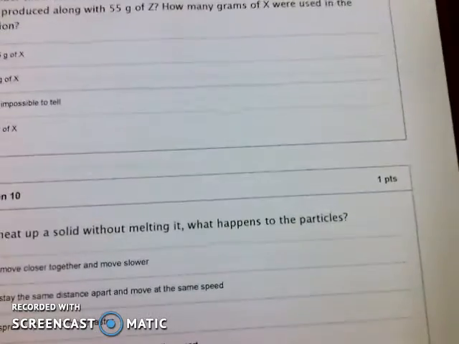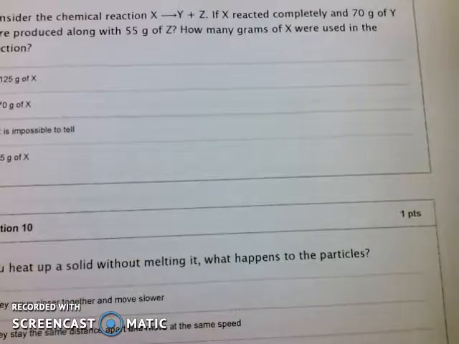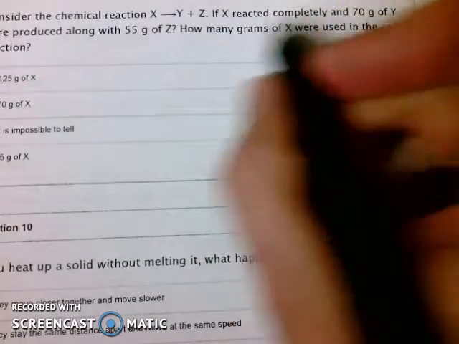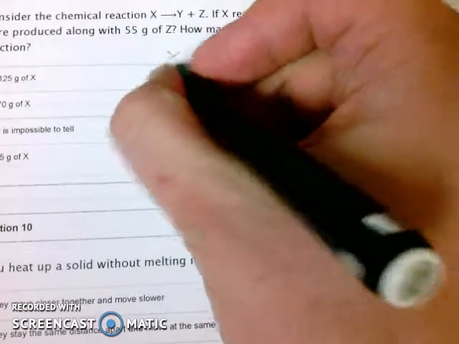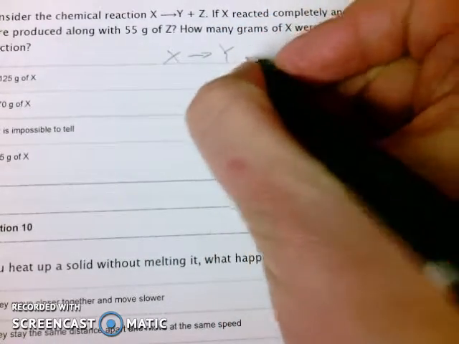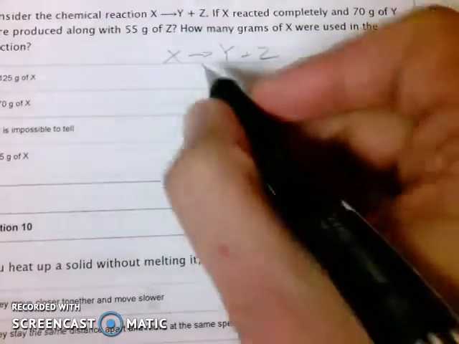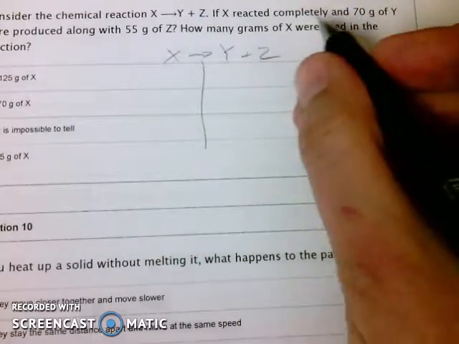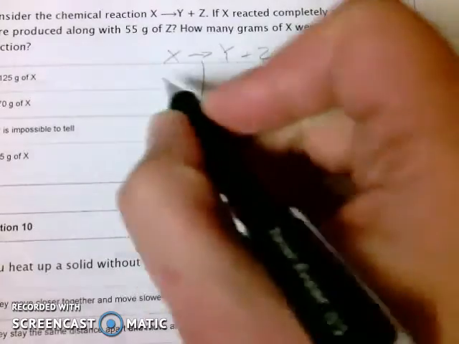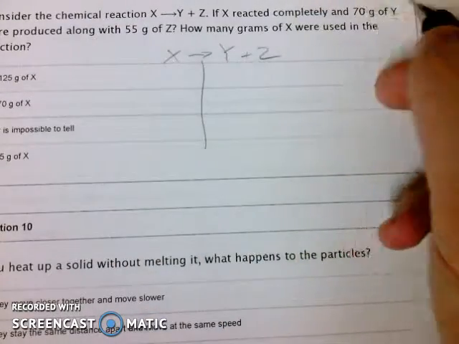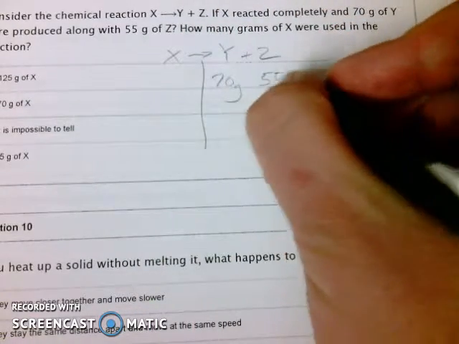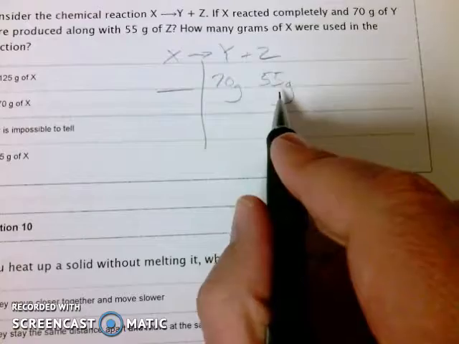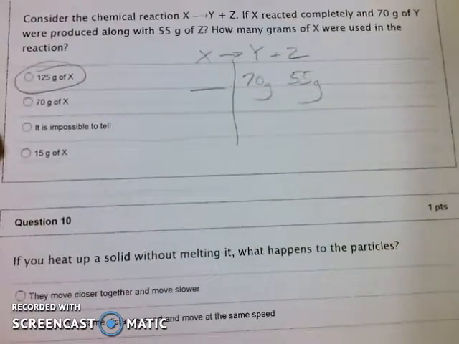Moving on. All right, question number 9. Consider the chemical reaction X breaks down into Y and Z. If X reacted completely and 70 grams of Y are produced along with 55 grams of Z, how many grams of X were used in the reaction? Okay, it might help you to draw this, right, or write it down again. All right, draw a line there and put the number of grams of each substance underneath it. 70 grams of Y, 55 grams of Z, okay? What's X? 70 plus 55 is 125 grams of X. Boom. All right, that was easy.